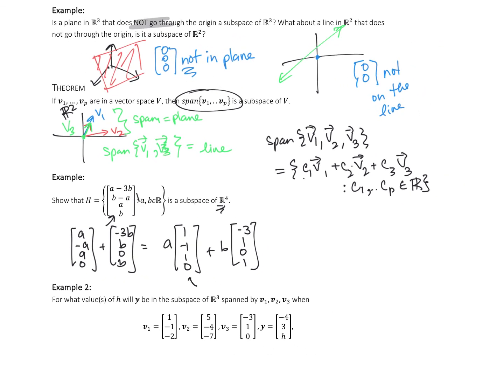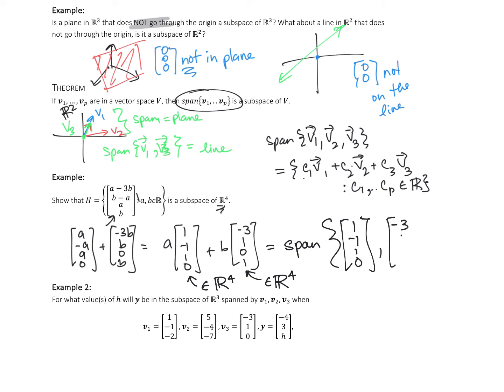Well, each of those vectors is an element of R4, right? So this is an element of R4. This is an element of R4. Those are a linear combination, which means this is equal to the span of those two vectors, 1, negative 1, 1, 0, and negative 3, 1, 0, 1. And since these are vectors of R4, therefore this is a subspace of R4, right? Based on that theorem here.